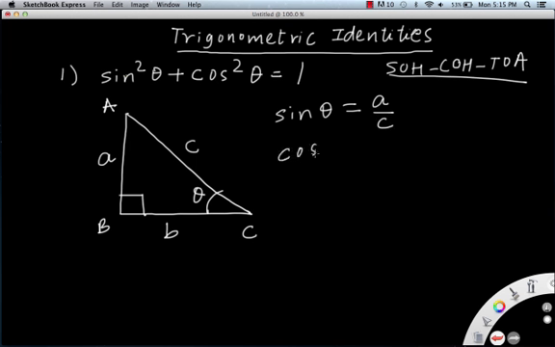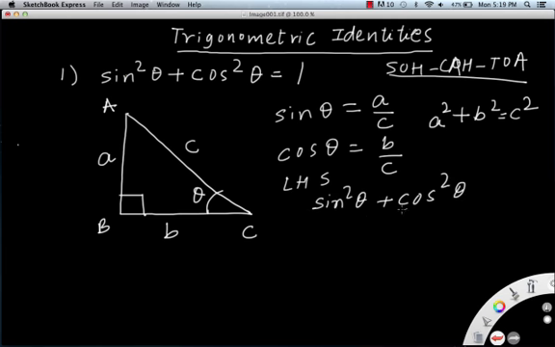And then cos theta, we know that it's adjacent side by hypotenuse, which is b by c. We also know from Pythagoras theorem that a square plus b square is equal to c square. The square of the hypotenuse is equal to the sum of the squares of the sides. Having equipped with this information, now let's try to prove this theorem.